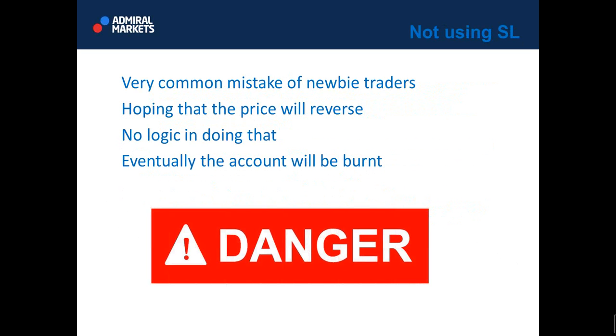If you're hoping that the price will reverse, well, it's only a hope. That isn't a valid thing to be thinking of, because the price may reverse or may not reverse. But in the worst scenario, your account will be blown away. No logic in doing that. Always use your stop loss. My usual stop loss is 30 to 35 pips per trade. If you don't use your stop loss, eventually your account will be burned.